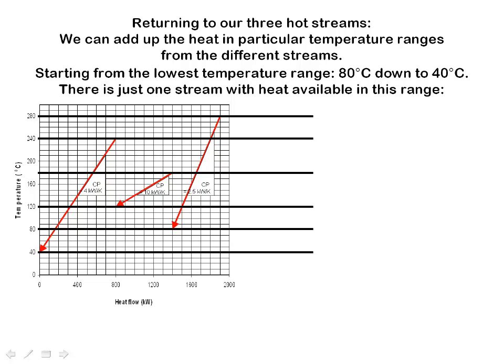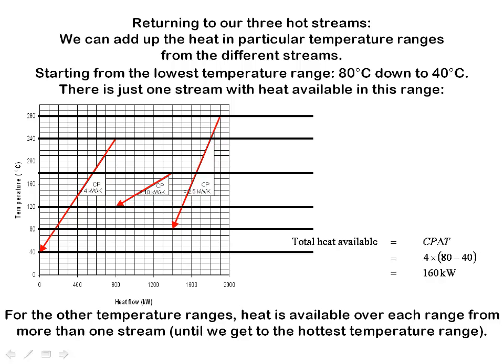The lowest temperature range indicated here is from 80 degrees C down to 40 degrees C, and there's just one stream that has heat available in that temperature range. That's our first stream. And the total heat available in that temperature range is equal to the flowing heat capacity of that stream, which is 4, multiplied by the size of the temperature change, which is 80 minus 40, 40 degrees C. 4 times 40 is 160 kilowatts. So there's 160 kilowatts of heat available in that temperature range.